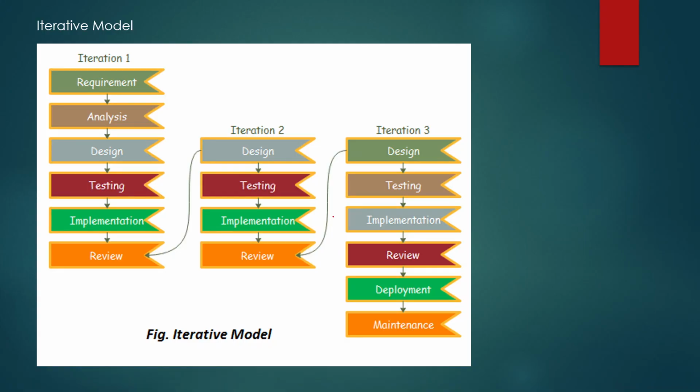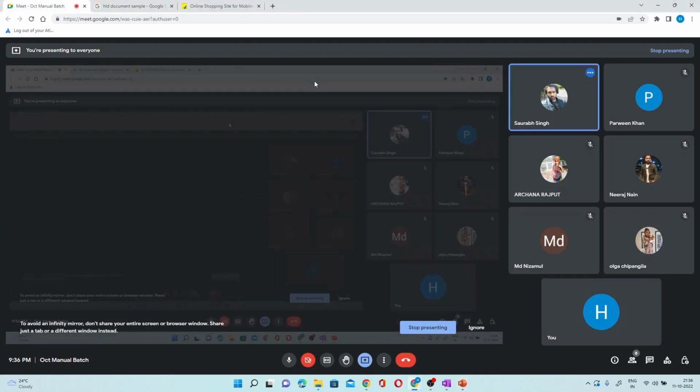Even if you see the screenshot in the PPT, the requirement is started, the design is done, the testing is done, implementation and a review, and at the same point of time iteration 2 is started. So this is version 1, this is version 1.1. Basically, we can say it's like modifying the existing version, right?